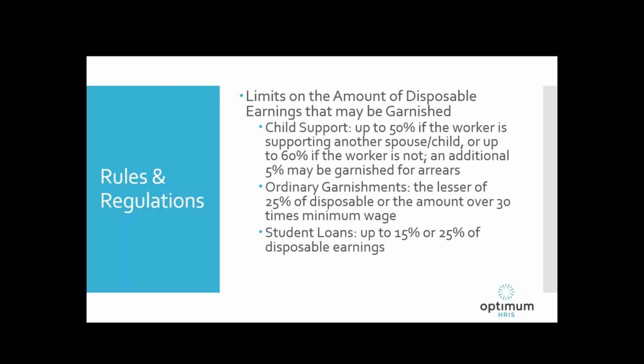Limits on garnishments are the lesser of 25% of disposable wages or the amount over 30 times minimum wage. And for student loans, the limits are up to 15% of disposable wages or 25% of disposable wages if there are multiple loans.